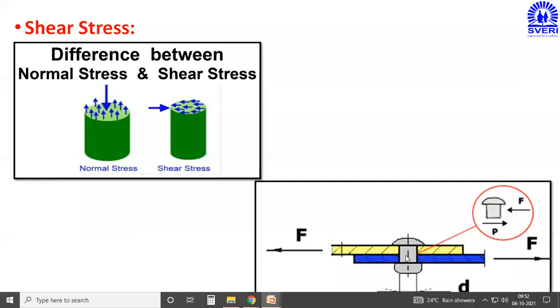If you take a simple example, we have two hands. If I rub my two hands on each other, there is a possibility of shearing action. So at that time, if I am performing the shearing, I can say that type of force will be considered a shear force. And due to that shearing, whatever stress is induced is called shear stress.